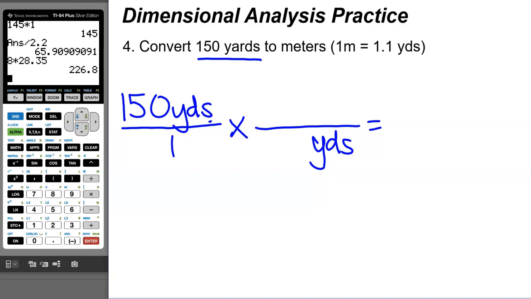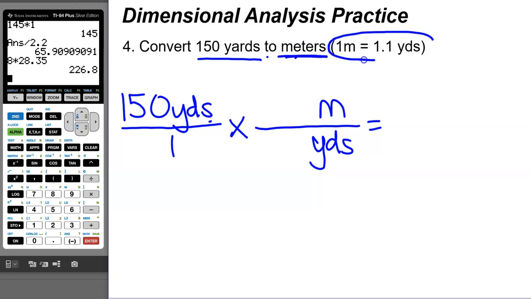And then we are putting the unit that we're trying to get to on the top. So our desired unit, we're trying to convert to meters. So meters is what goes on top, and I'm going to go ahead and abbreviate meters just M. Now that we have our unit set up correctly, let's go ahead and plug in some numbers.